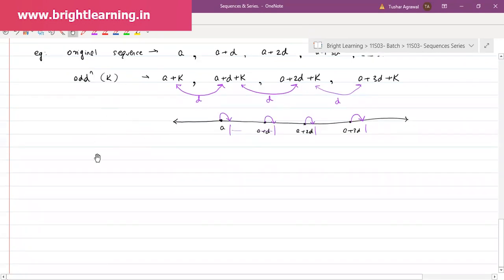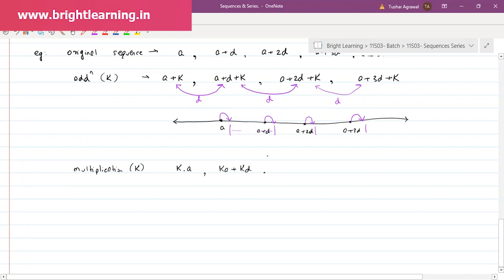Now this was for addition. For multiplication, let's say we multiply by k. The original sequence is a, a plus d, a plus 2d. The new sequence will be k times a, then k times (a plus d), which will be k times a plus k times d.